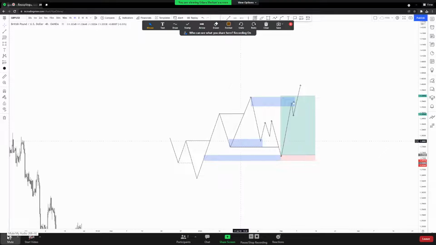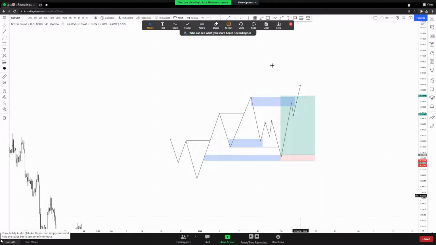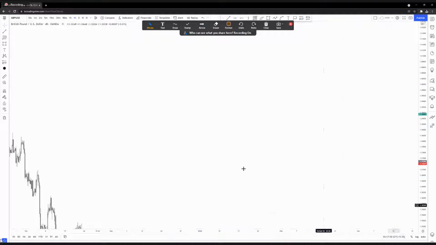Fake trend lines, fake order blocks, fake reactions. But where did we enter? Right here is where we entered. Okay. So this is that. And then let's get into market structure and trading ranges.